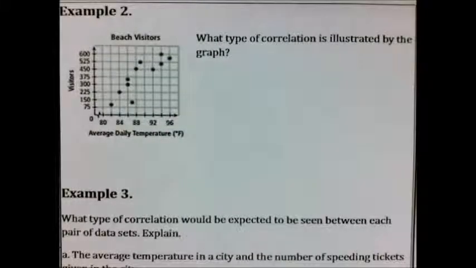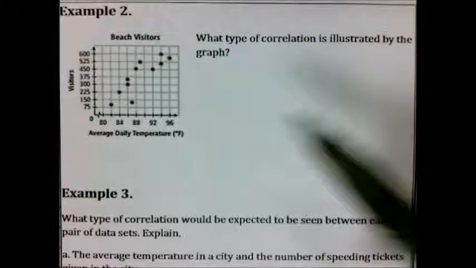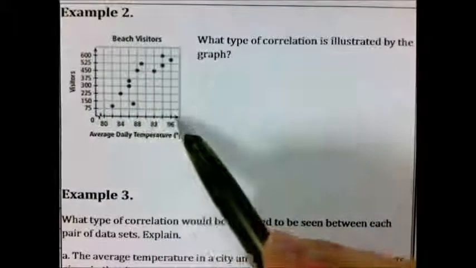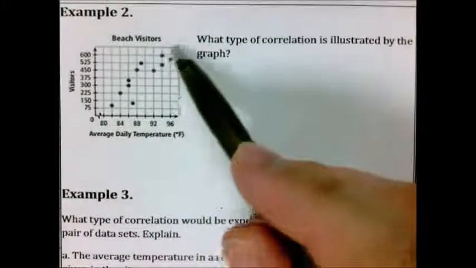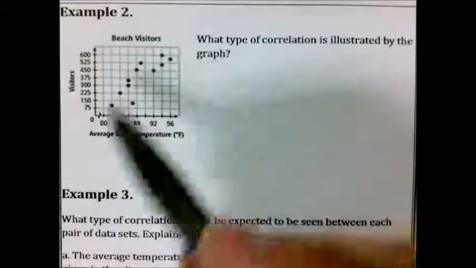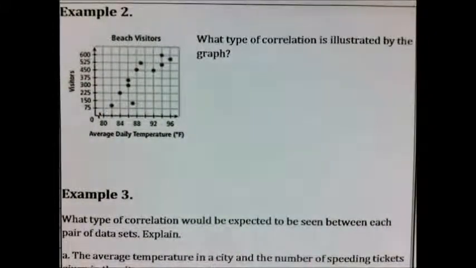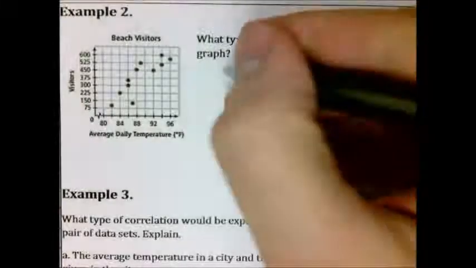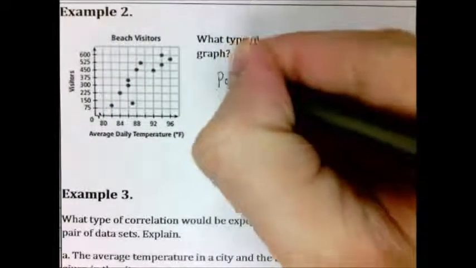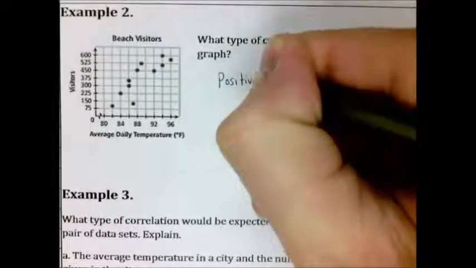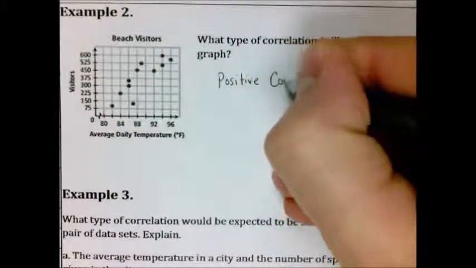All right, in example 2, we're just trying to get a little bit better at how to describe a scatter plot. And so the question is, what type of correlation is illustrated by this graph? And we see that as x is increasing over here, y is also increasing. They're both going up. It's on an uphill climb. And the type of correlation that describes that is a positive correlation. So this would be an example of a positive correlation.